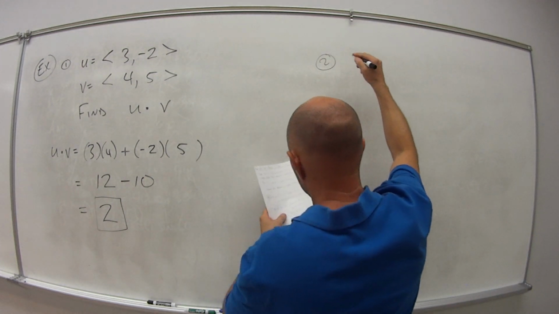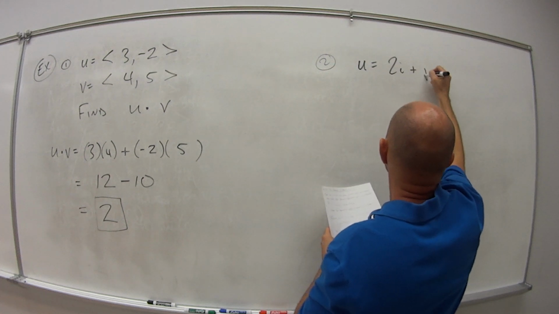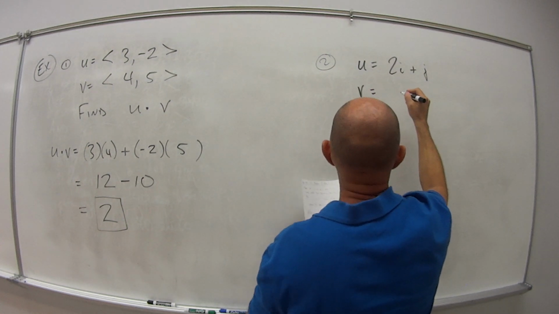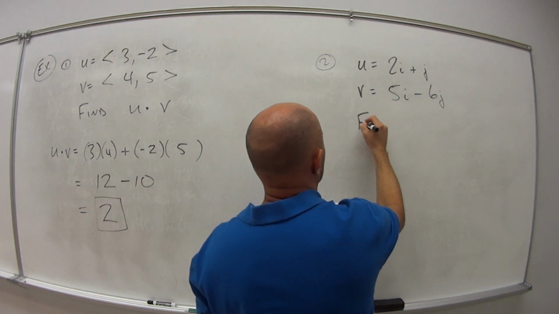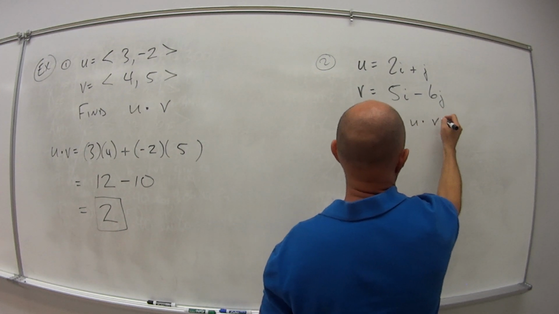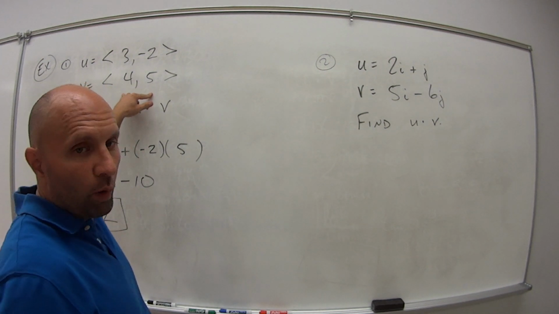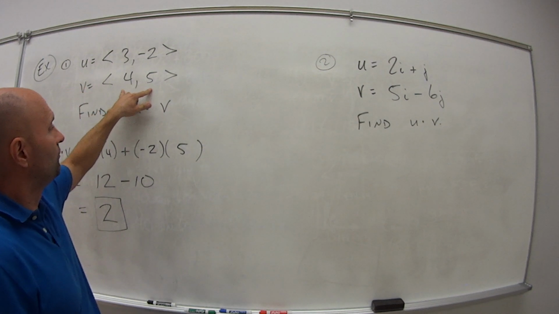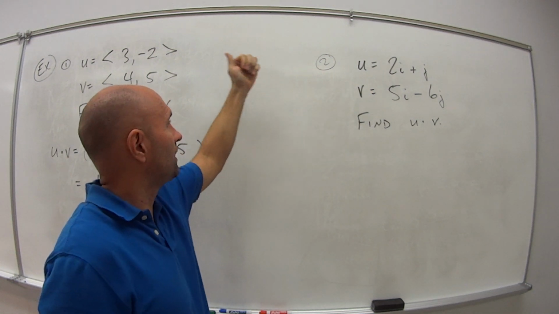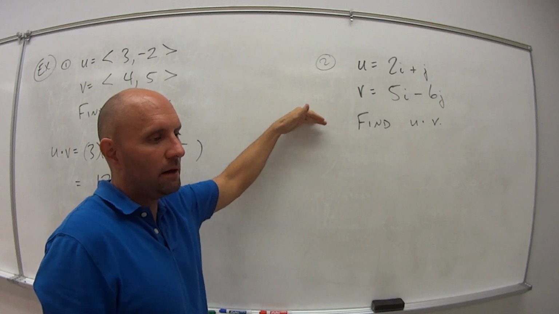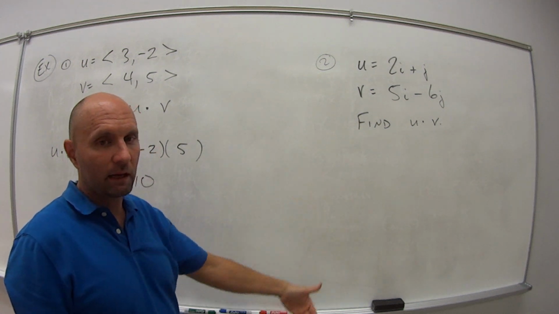Let's look at another example. I'll let you try this one. u is equal to 2i plus j, and v is 5i minus 6j. And we want to find u dot v. The first one had the vectors in component form, and this one has them in unit vector form. So what you'll need to do first is convert it to component form, then go ahead and do the dot product. So go ahead and pause, give it a try, come on back and I'll work it through for you.